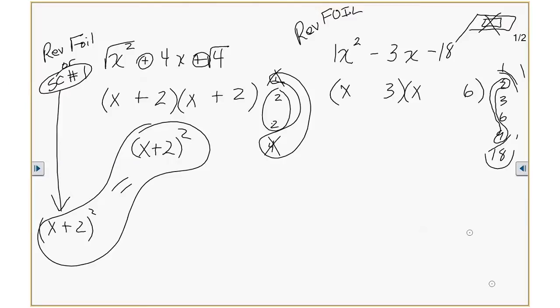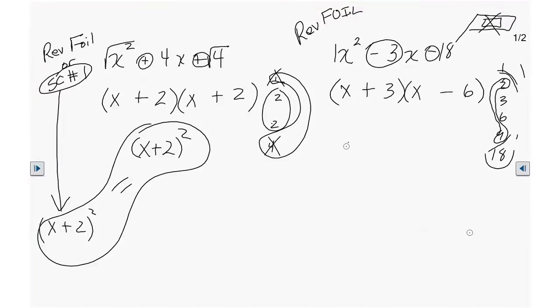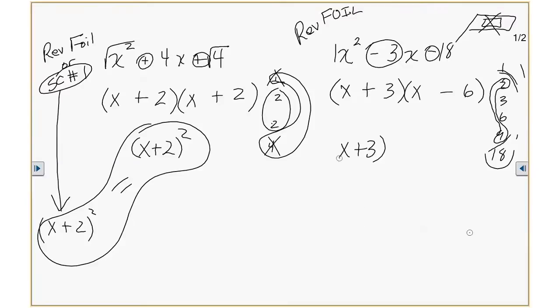This number is negative, so that means the biggest number has to be what? Negative. So the 6 is negative. This tells us like or unlike. Unlike, so this is positive. x plus 3 times x minus 6.